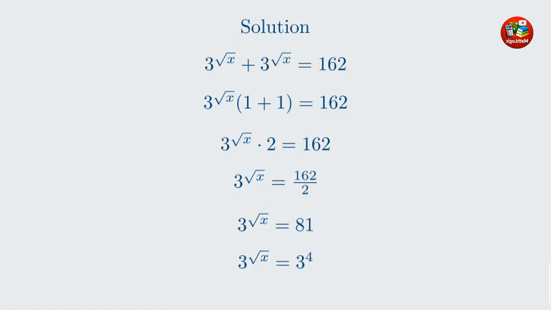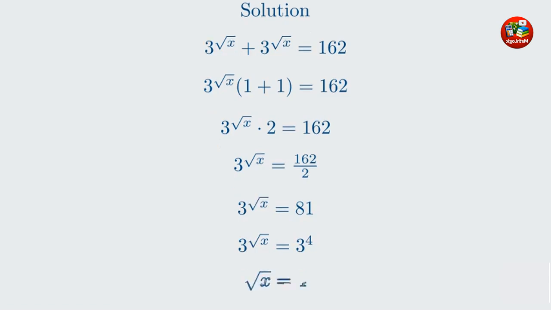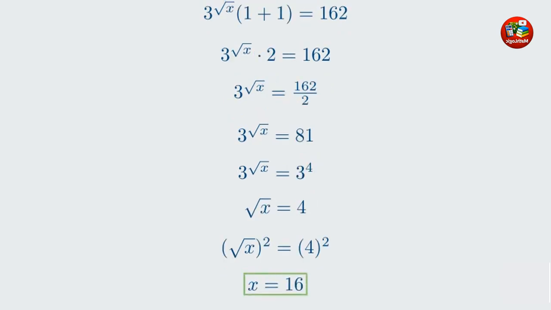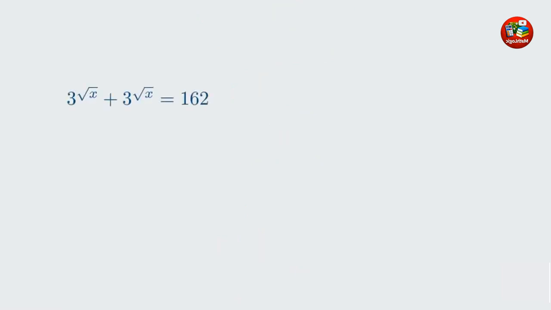Now, we want to express 81 as a power of 3. We know that 3 to the fourth power is 81. Since the bases are the same, we can set the exponents equal to each other. This gives us the square root of x equals 4. To solve for x, we square both sides of the equation. The square and the square root cancel out, and 4 squared is 16. So, x equals 16.